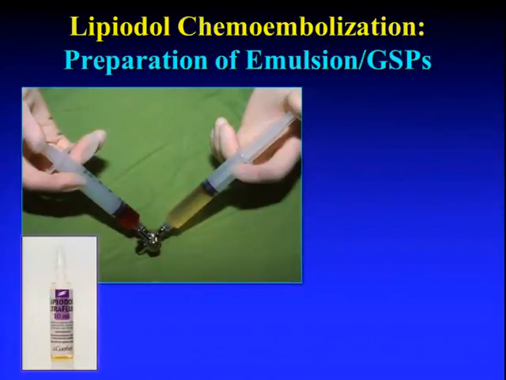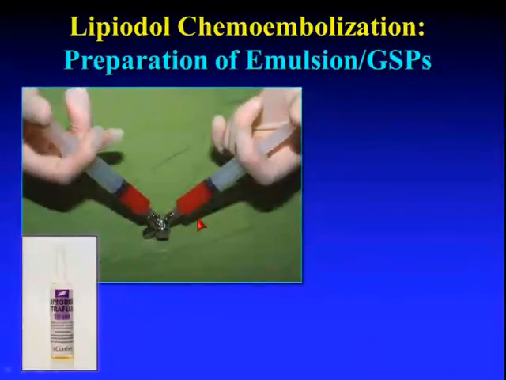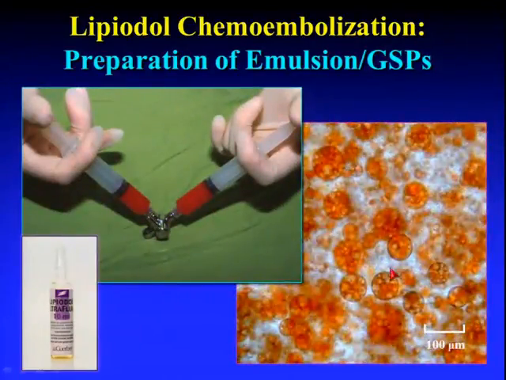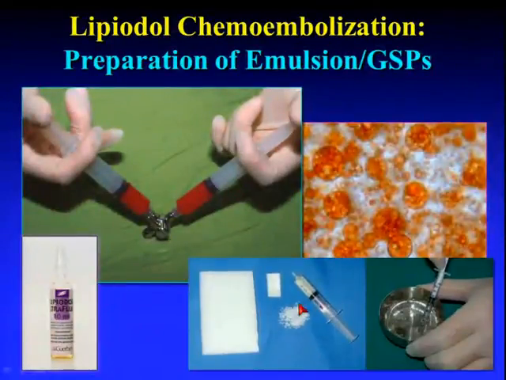Actually, Lipiodol is a liquid material, and it is mixed with a water-soluble anti-cancer drug, mostly doxorubicin. A small amount of doxorubicin dissolved in contrast material and a larger amount of Lipiodol are mixed by vigorous pumping. And you can create this kind of water-in-oil emulsion containing doxorubicin-carrying water droplets. Gelfoam particle is the most commonly used embolic material.